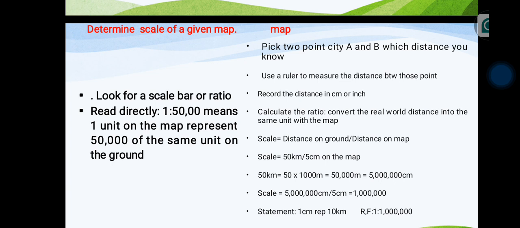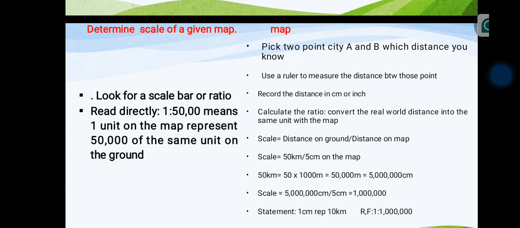The bar scale or the ratio, don't forget the ratio, the one that will say 1:50,000 or 100,000 or what have you. Then you read it directly. You look at the scale on the map. That's how to determine the scale of a given map. So you read it directly.